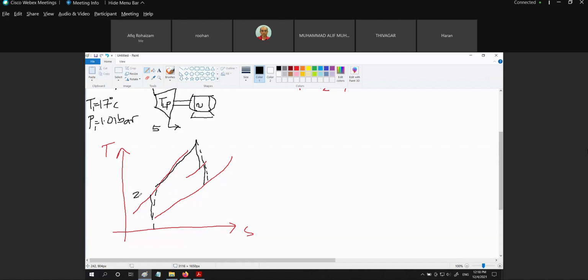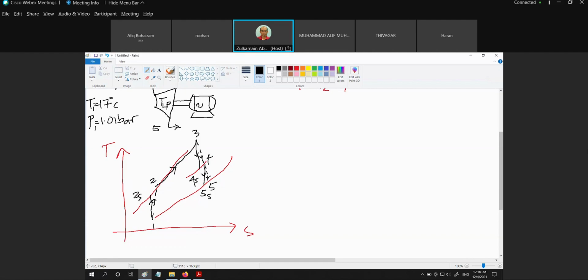1, 2s, 2, 3, 4s, 4, 5s, 5. Don't forget the arrow showing the direction of the process. Okay?